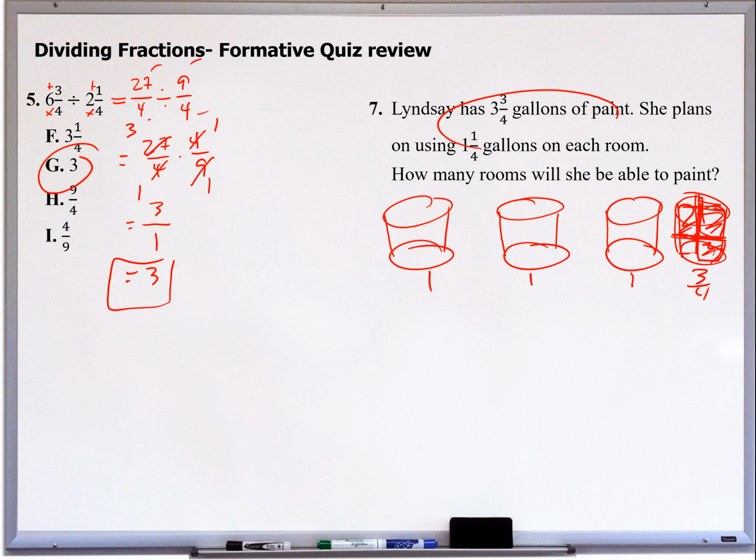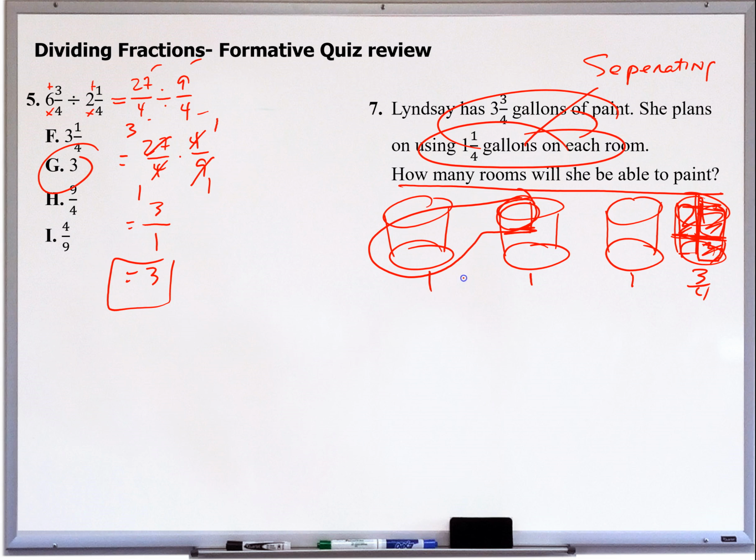So I have 3 3/4 gallons. And she's going to use 1 1/4 for each room. So this means, in how many rooms will she be able to paint? So she's separating, or you could look at it also as subtracting, but a fast way to subtract is to divide. I'm taking my 3 3/4 and I'm using 1 1/4 for one room and 1 1/4 for another room, and so on and so forth. So that's division. So I have 3 3/4 divided by 1 1/4. Now that we know it's division, we just use our rules. So I need two numerators and two denominators. So I'm going to convert these into improper fractions.